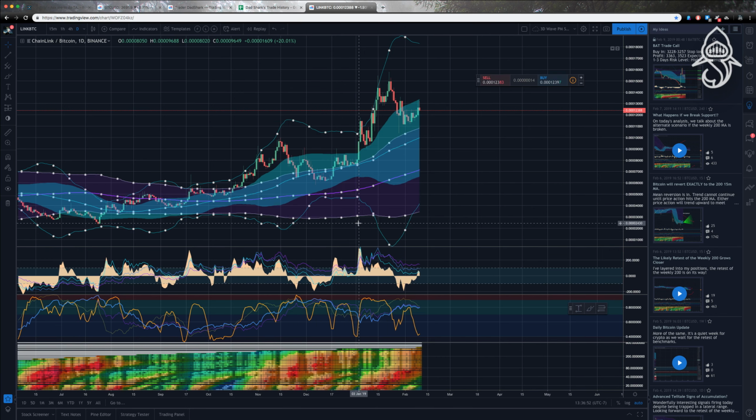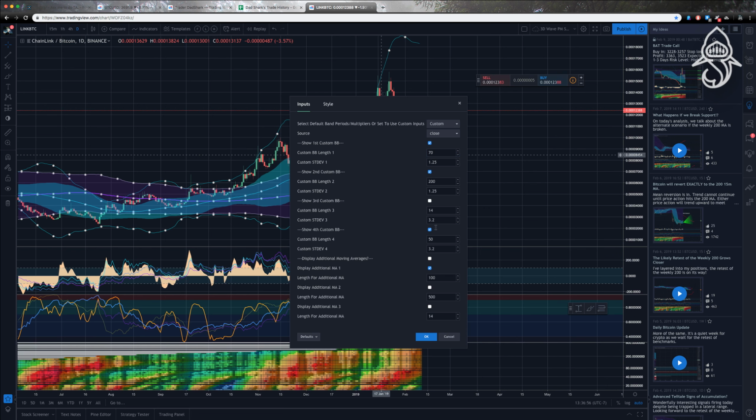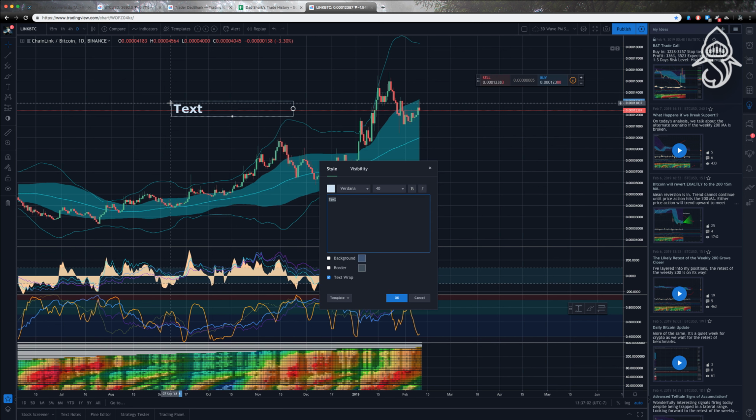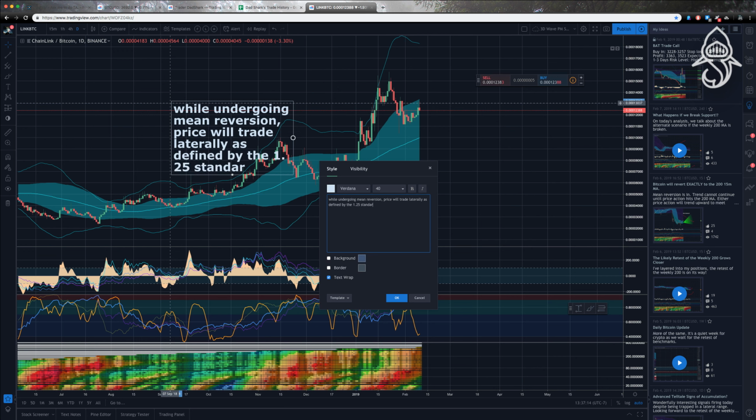Okay. Let me just type out this rule for you guys, okay? Because this is really important. While undergoing mean reversion, price will trade laterally as defined by the 1.25 standard deviation of that longest overexpanded period. Okay, so what does this mean?